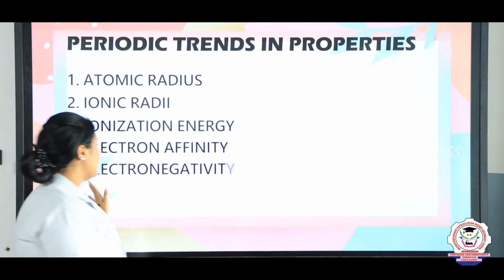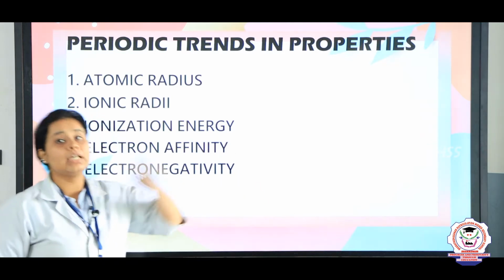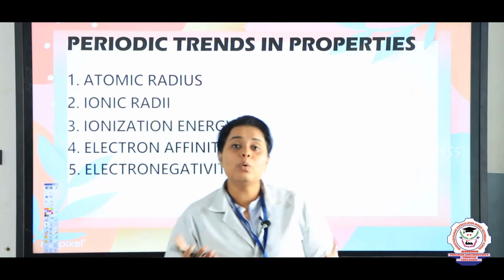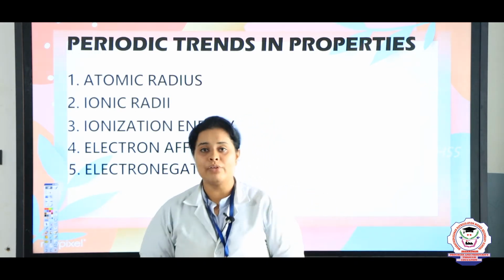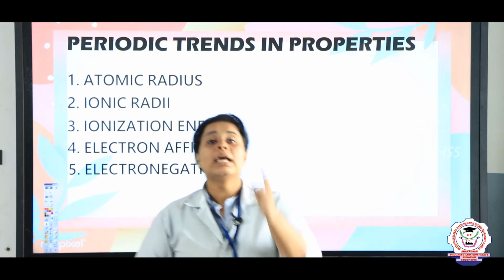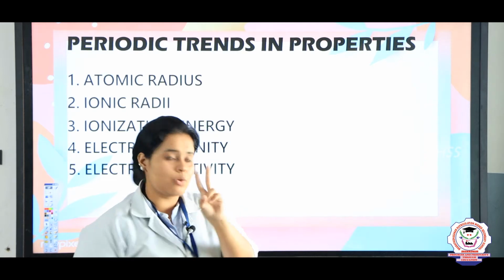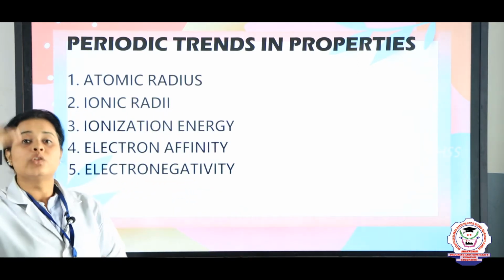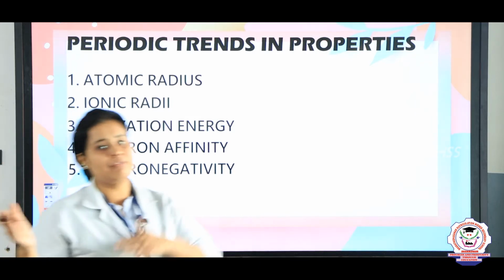And the last property is electronegativity. Electronegativity is the value or tendency to attract a pair of electrons. Pair of electrons means there will be two electrons. Okay. Now let's see how the periodic trend varies from top to bottom and left to right.